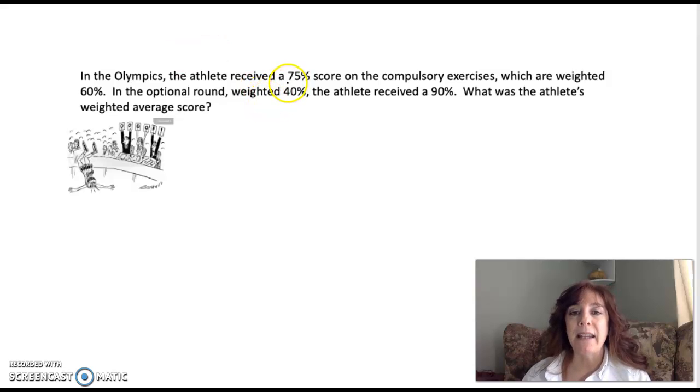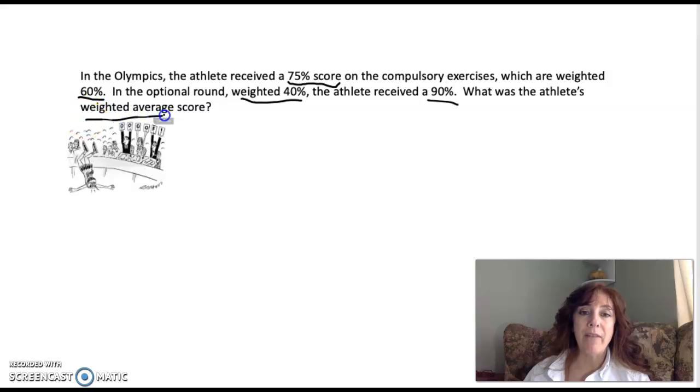In the Olympics, the athlete received a 75% score, and that was weighted 60%. That was weird to have a score as a percent and a weight as a percent. The second score, they give you the weight first. They say it was weighted 40% and the score was a 90%. And they want you to find the weighted average of the score. So the first event counted much more than the second event. The first event had a score of 75%.